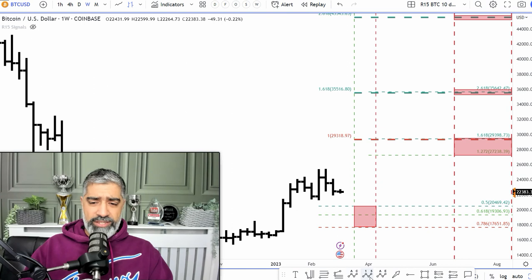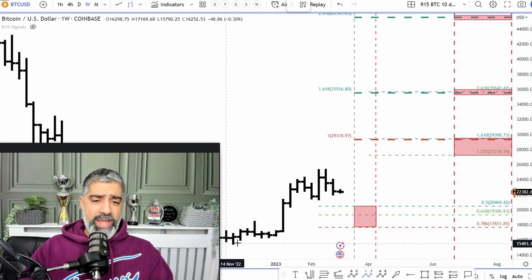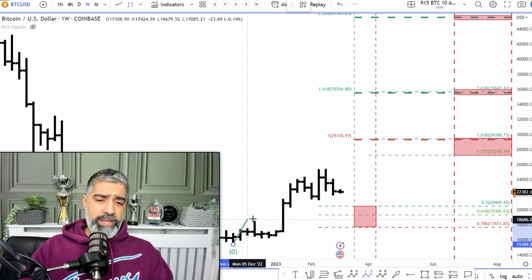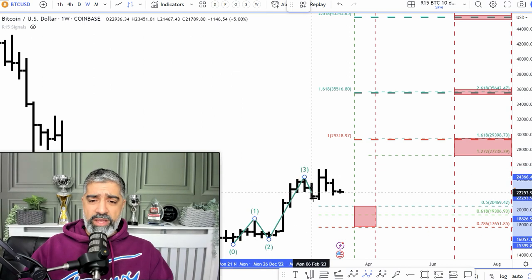So let me just get this tool over here. On TradingView, it's called Elliott Impulsive Waves or Impulse Wave. And we're going to take this low over here. It looks like a nice wave 1, a wave 2. It looks like a very classic overextended wave 3. A wave 4, and then a wave 5.